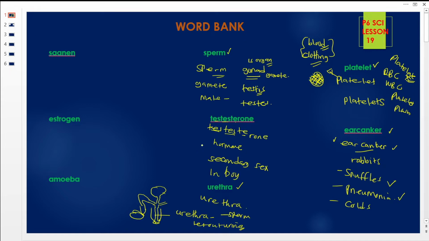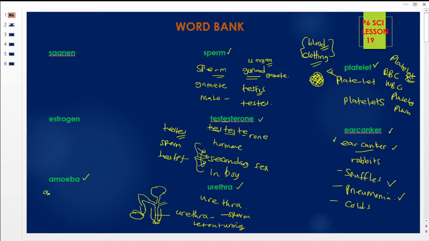So what brings those characteristics, like the beard, pubic hair, sweat glands becoming active, and so on, is this hormone testosterone, which is produced by the testes. Therefore, the testes don't produce sperms only, but also produce a hormone called testosterone.